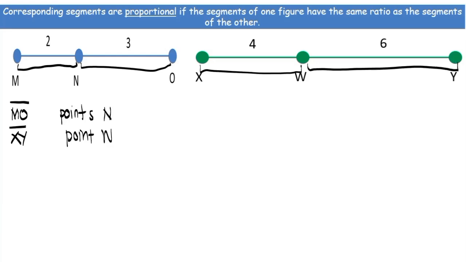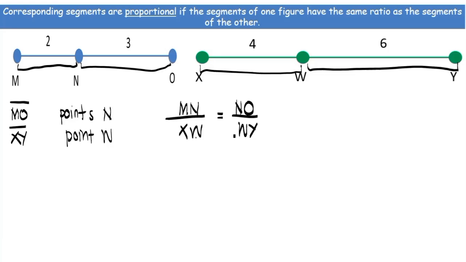So, from these measurements, from the two segments MO and XY, which of these two have the smallest measurement? In MO, MN has the smallest measurement. In XY, the smallest measurement is XW. So we can say that MN and XW are corresponding because they are both the smaller measurement. Okay? Now, it says in the definition that the corresponding segments have the same ratio as the segment of the other figure. So with this, kunin naman natin yung isa, yung mas malaki, which is NO and WY. They are also corresponding because they are the bigger segments.